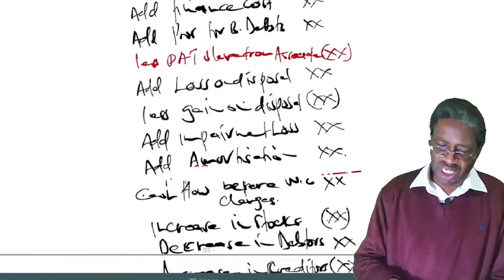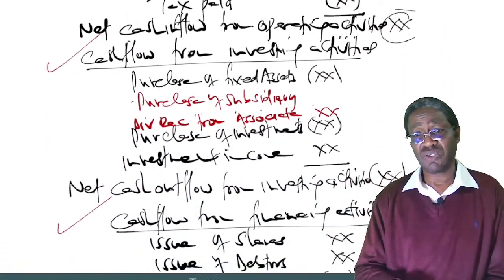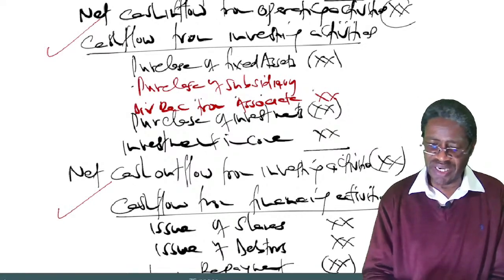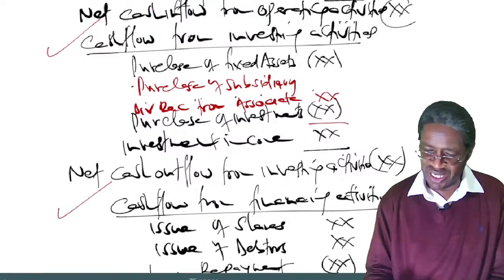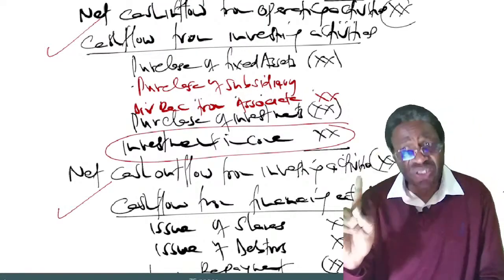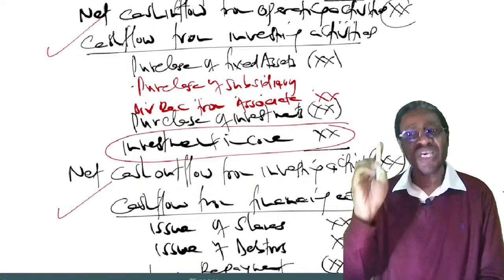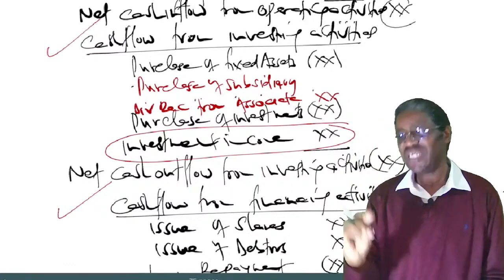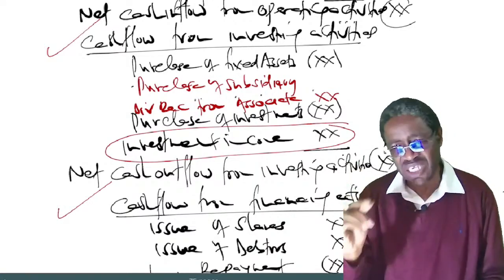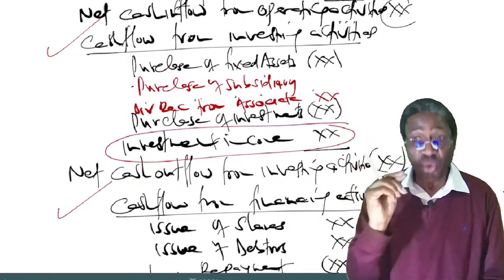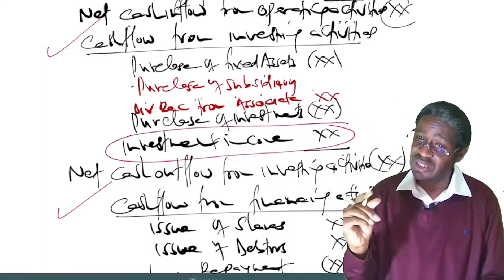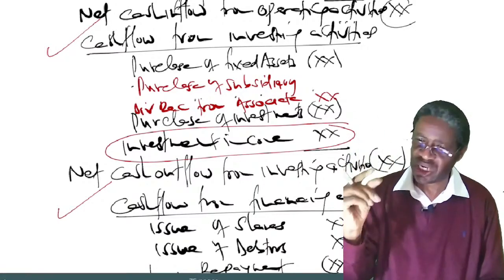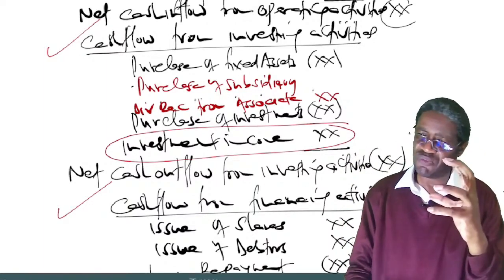When you look at the format of the cash flow, among the investing activities, I told you the last item is what we are calling investment income. Investment income is not an operating activity item. It is an investing activity item. So from this question, we received 200 million from our investments. It is part of the profit before tax. Get the point? It is part of the profit before tax.